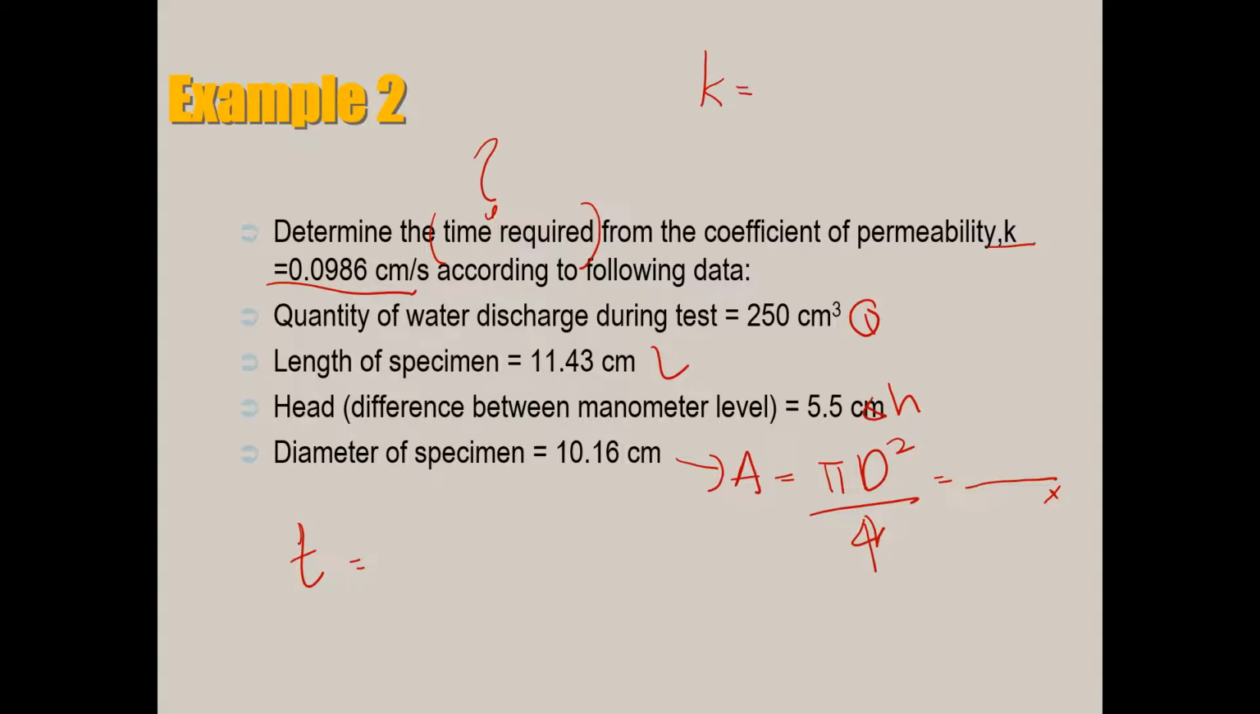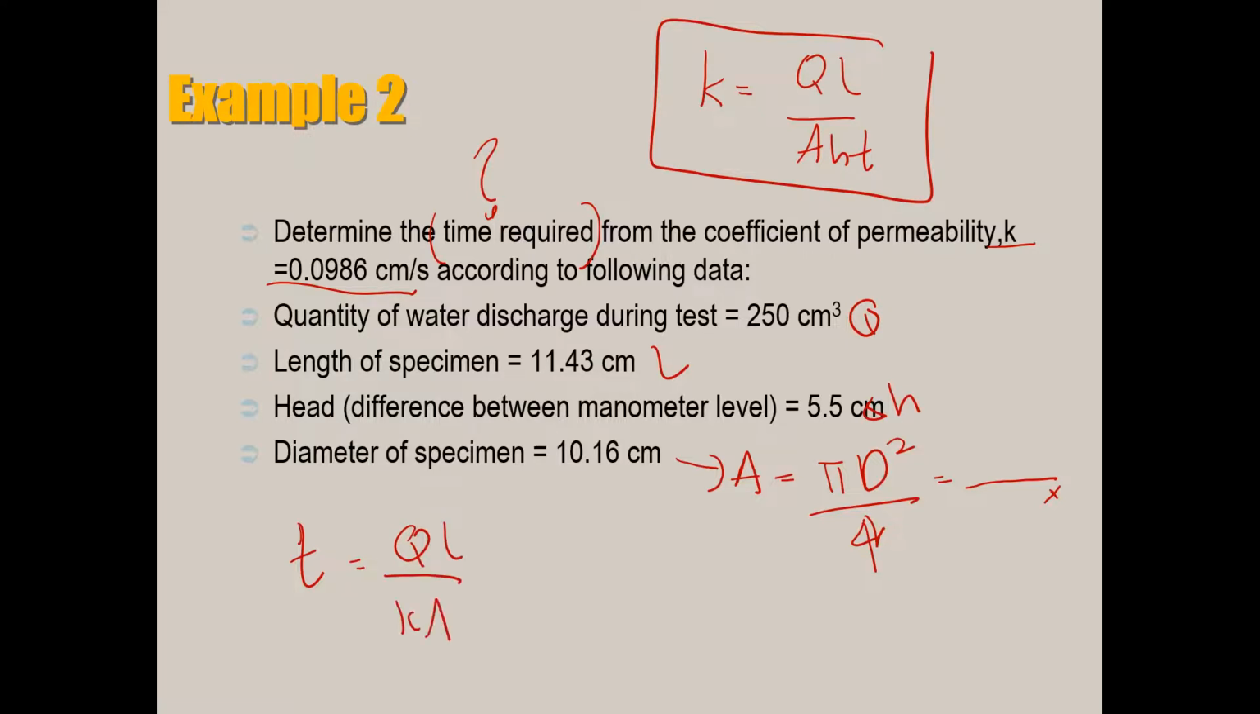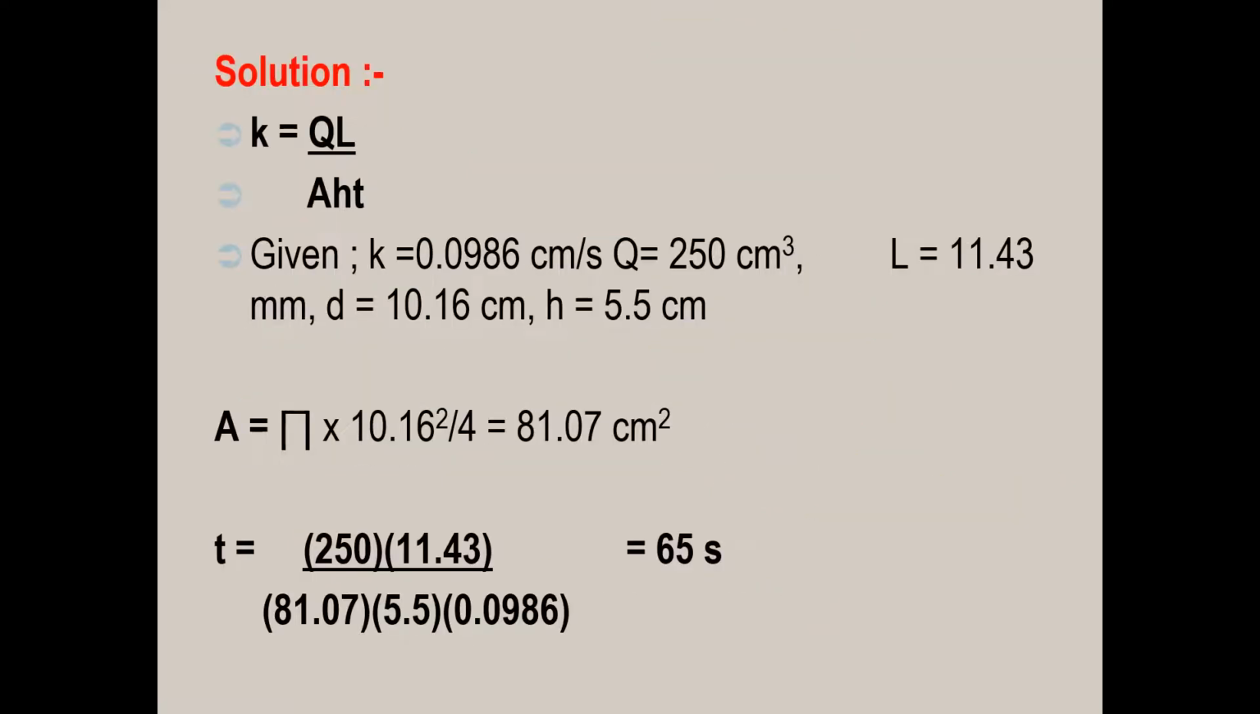So the equation is Q L over A h T, right? The equation for K based on the constant head test. So to get T, it is equal to Q L over K A h. Okay, so you have everything, you can get T. So these are the solutions for example number 2.